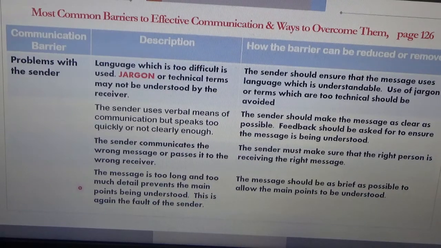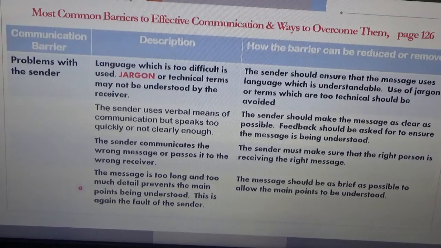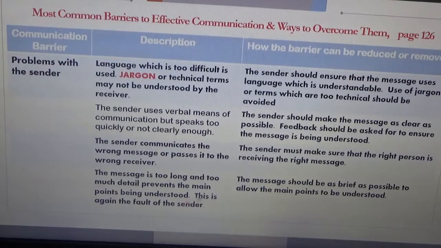Now, the message is too long and too much detail prevents the main points being understood. So when we send a message, it should be direct to the point. Otherwise, you will lose the center of your communication. You will lose the concept of the message. Now, this is again the fault of the sender. The message should be as brief as possible to allow the main points to be understood.